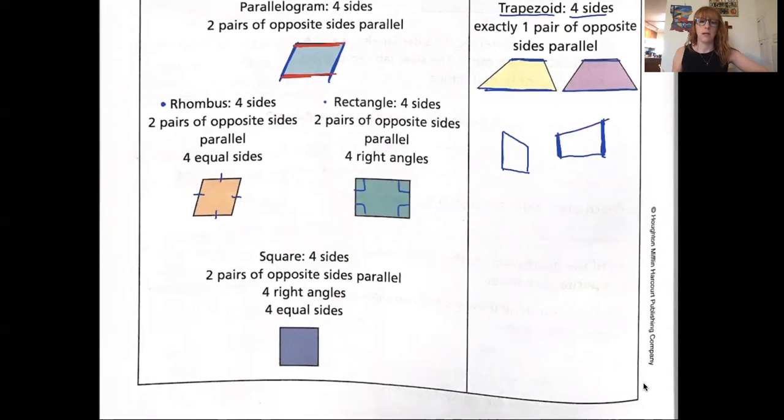Now, squares are the very most specific quadrilateral that we're working with. It has four sides, it's a quadrilateral, two pairs of opposite sides that are parallel, it's a parallelogram, four right angles, and four equal sides. So it's like a combination of these two put into one quadrilateral. Again, make sure that you use this page to help you with this lesson and then continuing on.